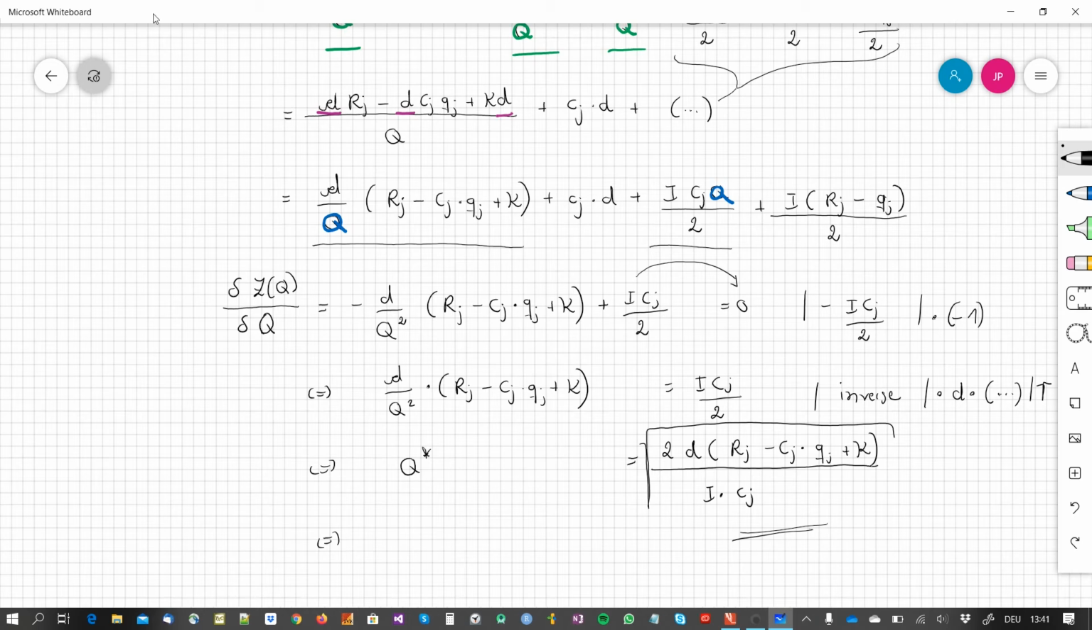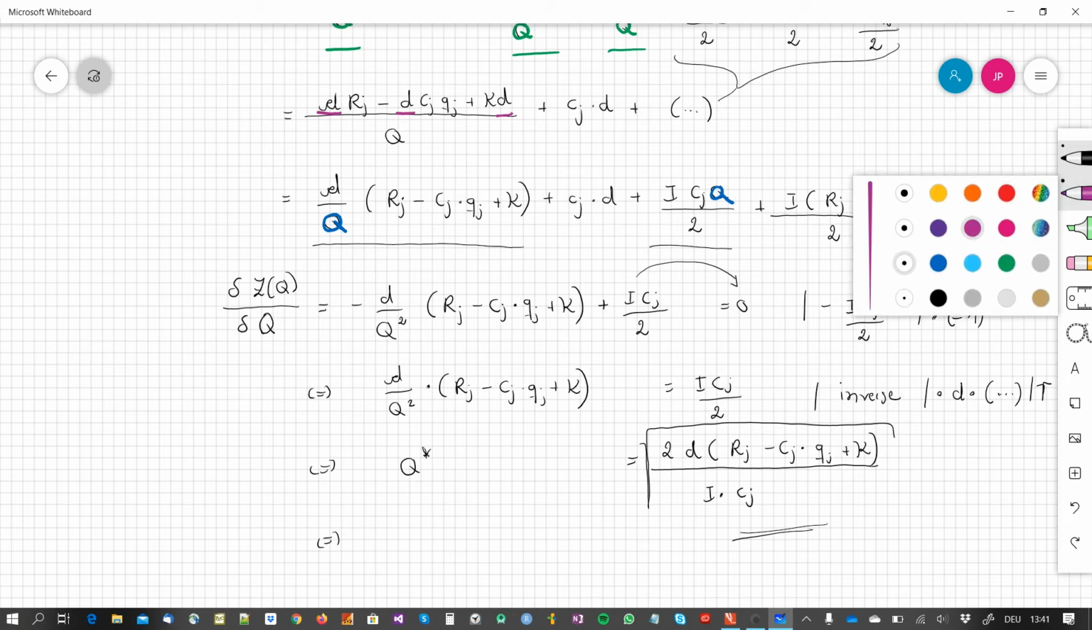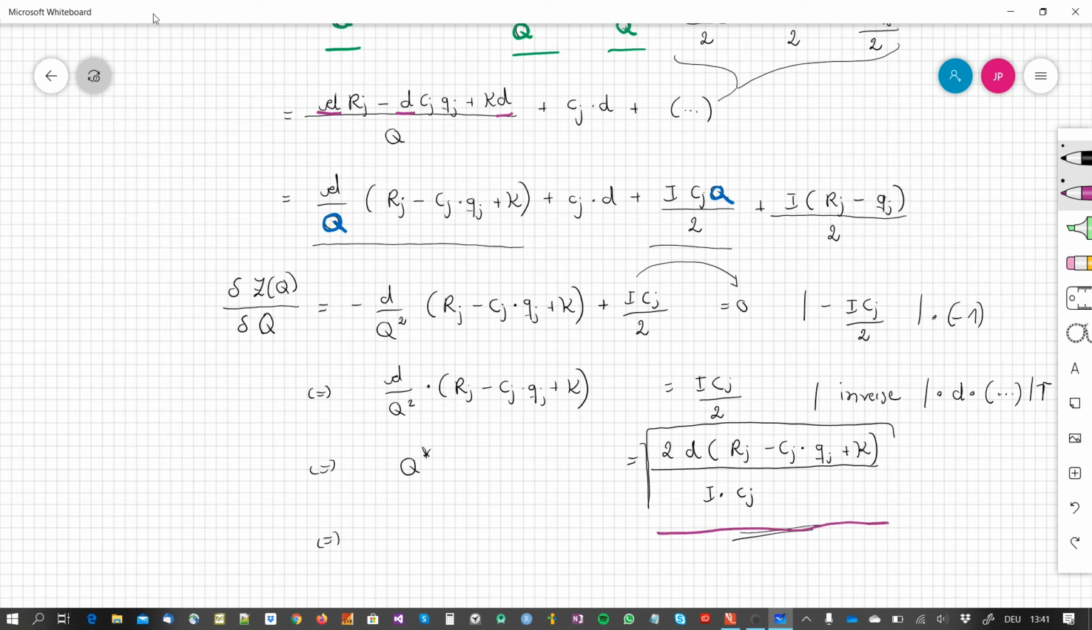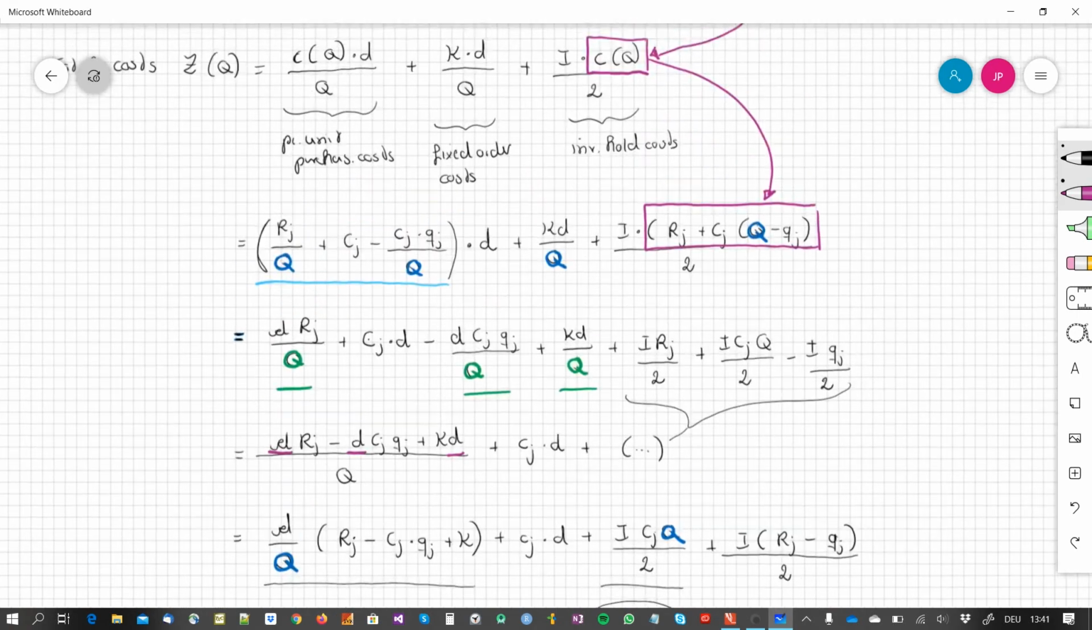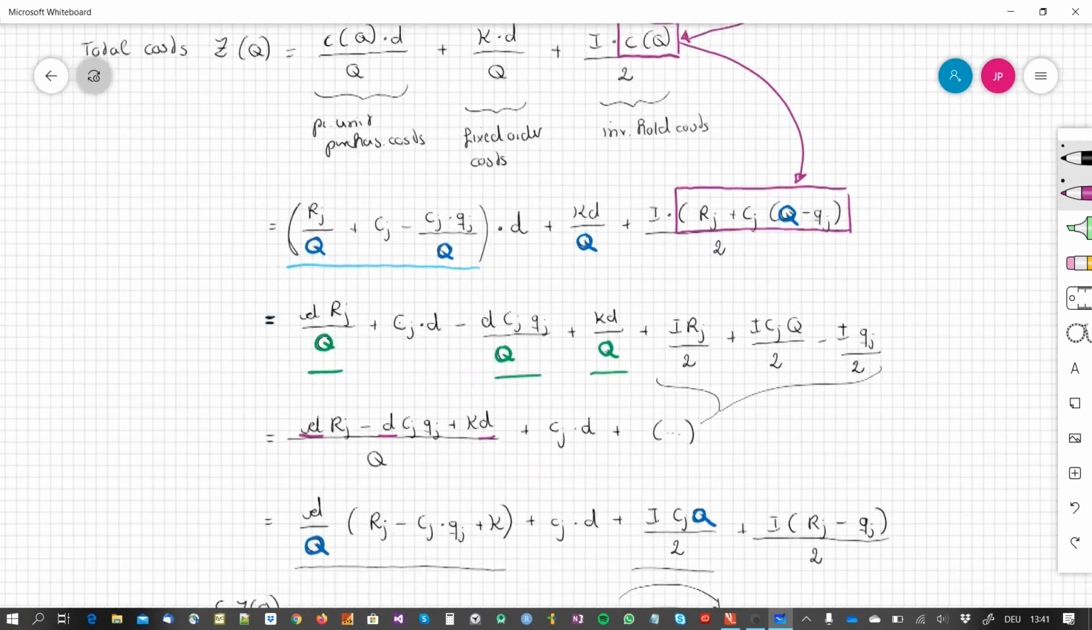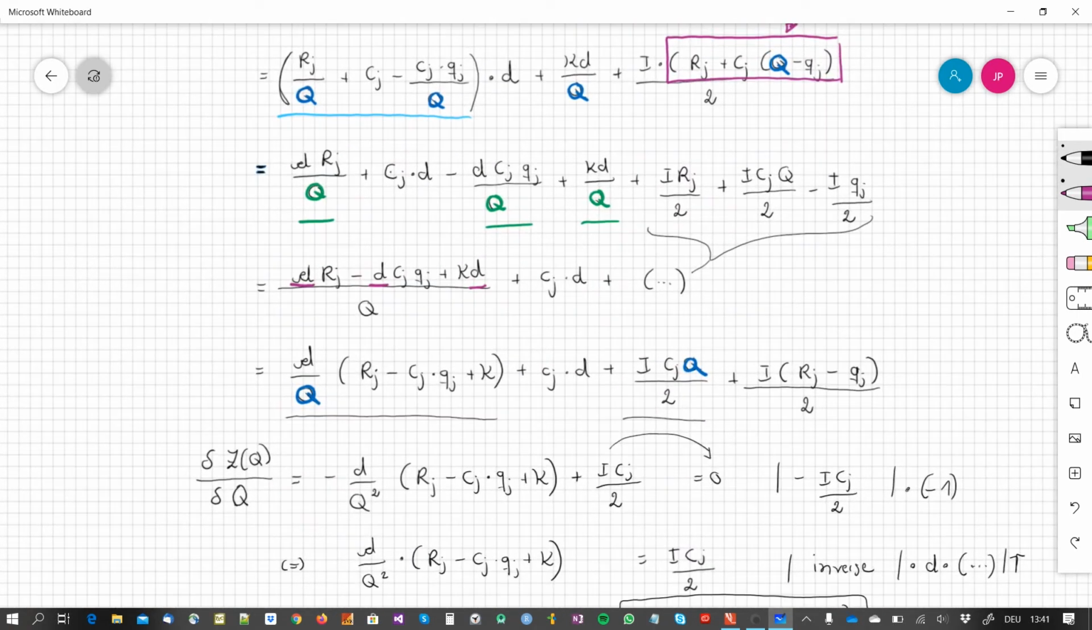So for calculating our example now, what we need to have is the formula for the optimal order quantity and the formula for our costs that is given here.